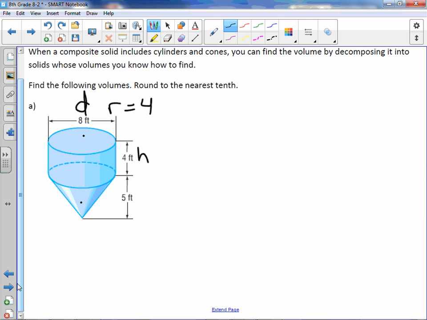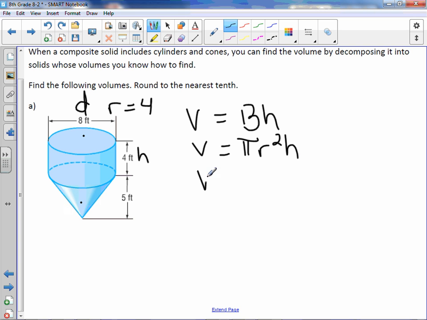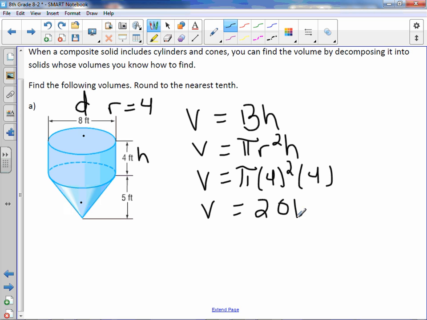Now recall, a cylinder is volume equals capital B H or pi r squared h. Volume equals pi, radius is 4, and height is also 4. So pi times 4 squared times 4 is 201.061, and we'll round at the end.